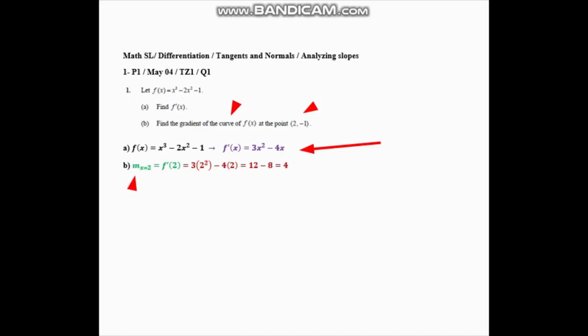So the slope at x equals 2, as we previously mentioned, is equivalent to f dash of 2. And to find f dash of 2, I simply have to replace x with 2 in the purple equation. So instead of 3x squared, I have 3 times 2 squared, minus 4x becomes minus 4 times 2. And I evaluate this and I get the final answer right there. So pause the video, write this down if you will, and I shall begin question 2 shortly.